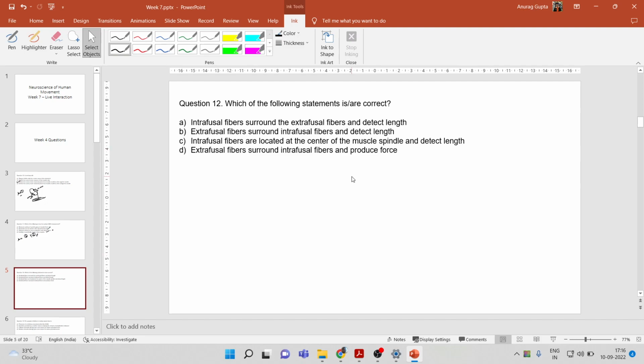Which of the following statements is/are correct? Intrafusal fibers surround the extrafusal fibers and detect length. Extrafusal fibers surround intrafusal fibers and detect length. Intrafusal fibers are located at the center of the muscle spindle and detect length. Extrafusal fibers surround intrafusal fibers and produce force. So again, I'll give you around 30 seconds, and then we'll discuss this particular question.